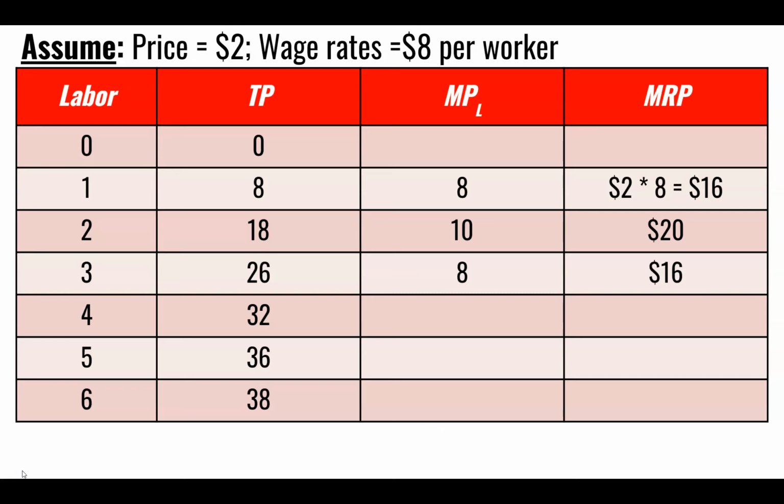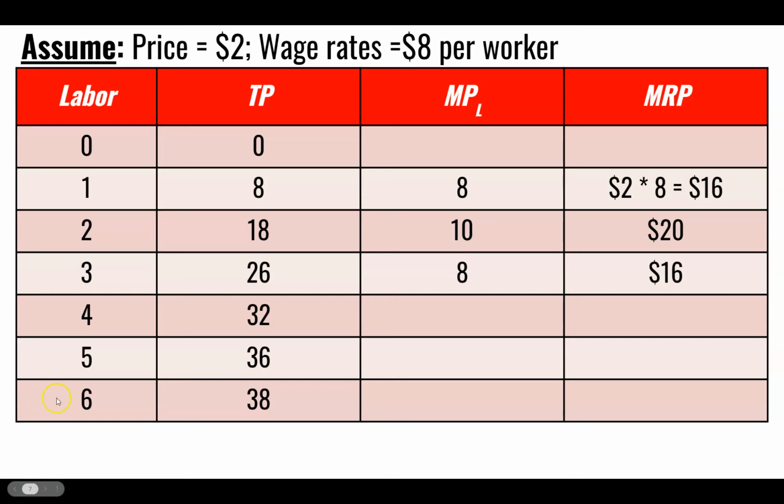The third worker comes in. We have 26 total cups of lemonade. We had 18 before the third worker. Now we have 26. So that third worker has added 8 cups of lemonade. The change in the total output when we added one more worker was 8. So that's their marginal product.